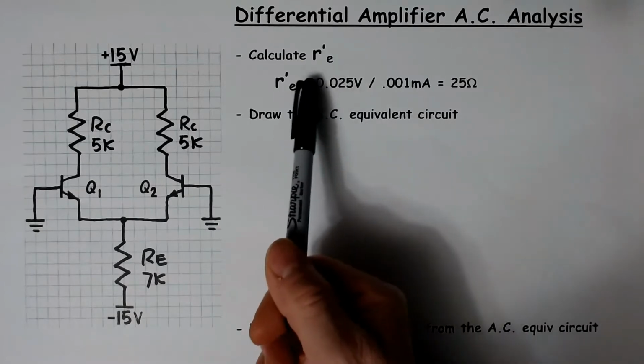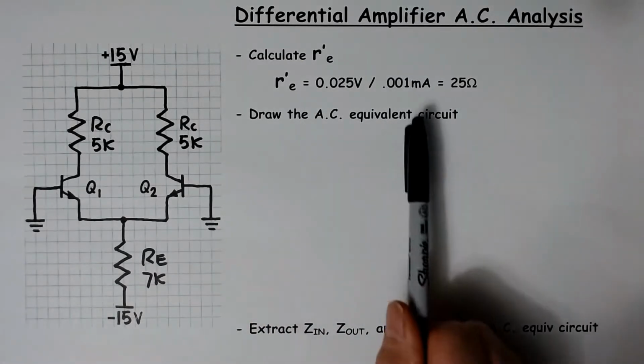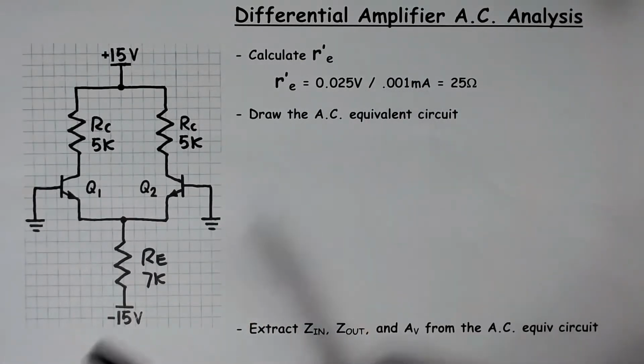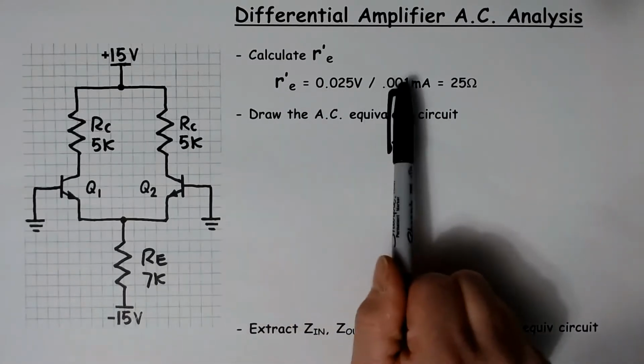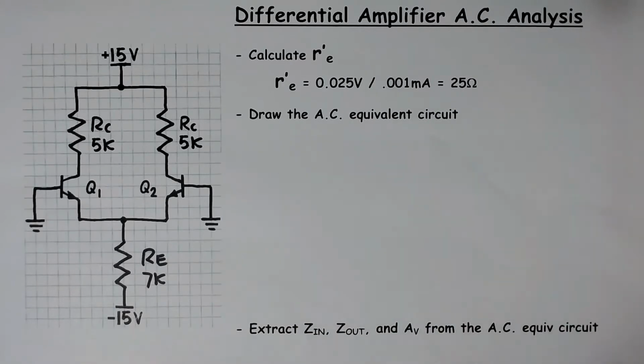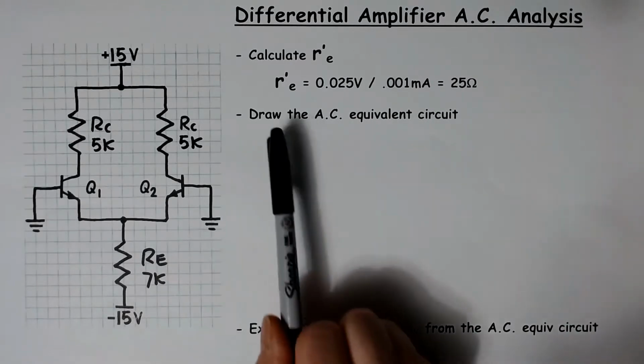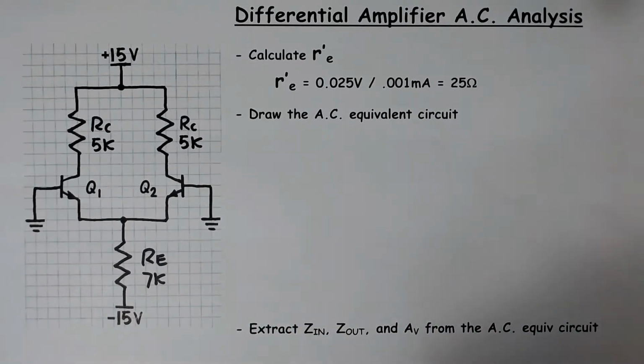So first off, R prime E. If you remember from the previous slide, we had about 1 milliamp of emitter current. So R prime E is going to be 25 millivolts over 1 milliamp. So it's going to be about 25 ohms. Let's draw the AC equivalent circuit.